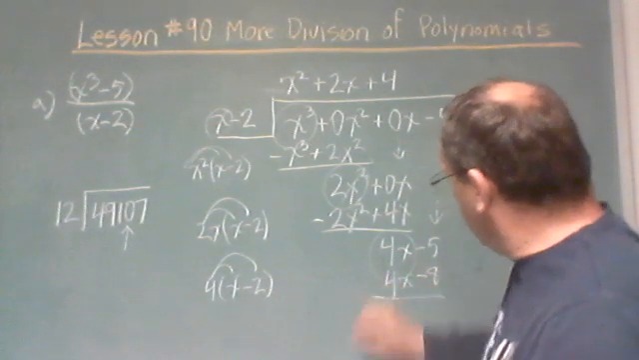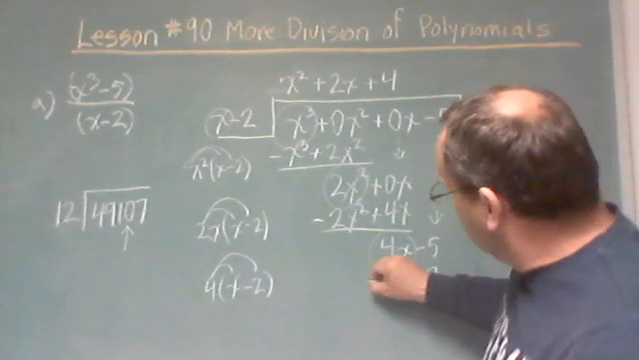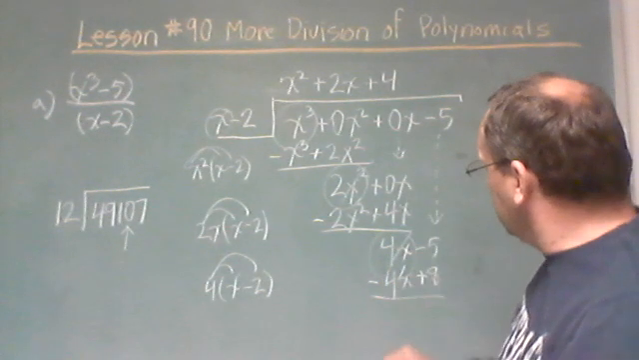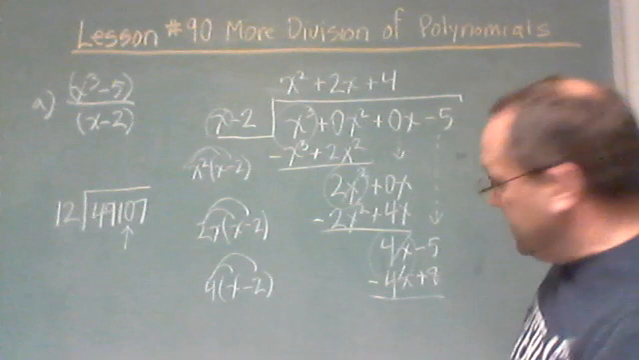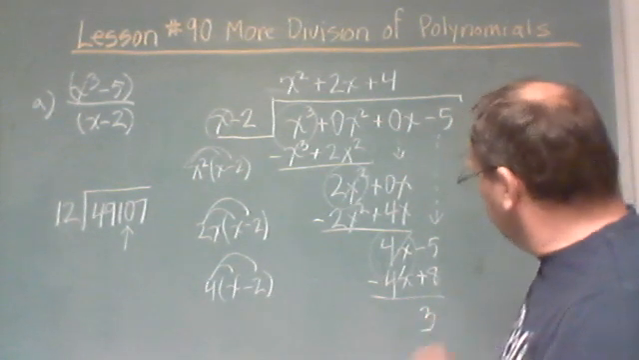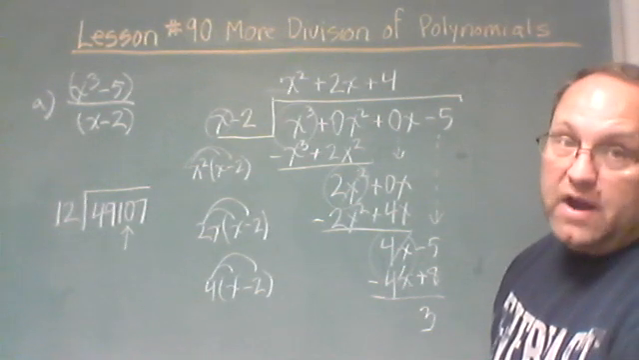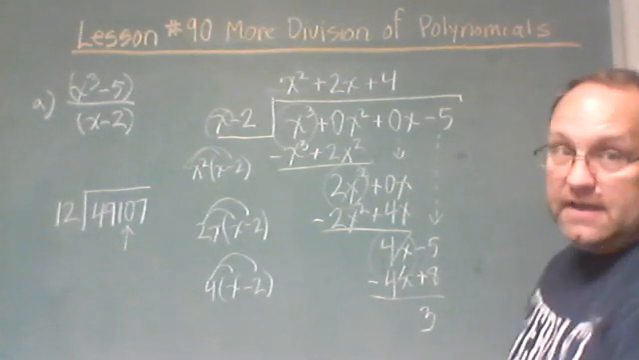I draw my line to subtract, but I don't subtract. I change the sign of the terms and I add them. These two cancel out. I get a minus 5 and a plus 8. It comes up to a positive 3. I have no other term to drop down. I'm at the end of my polynomial, so this is my remainder.